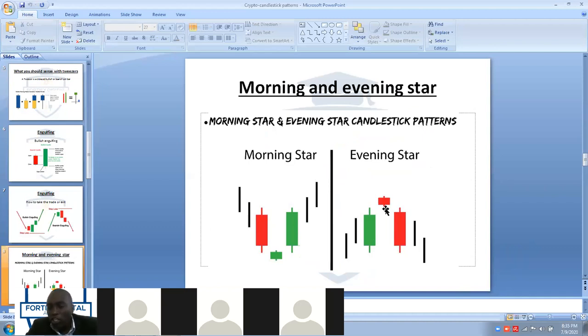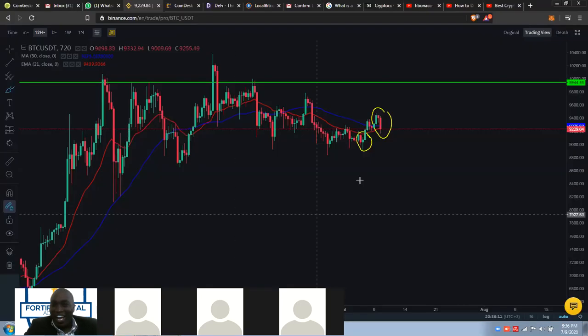Evening ni jioni. Jioni ukiona star ya jioni ujue bei zitaanguka. Na sokoni ukisikia bei ya jioni, you know what bei ya jioni means? Lucky to be born in Kenya kujua bei ya jioni. Haya. So this is an evening star.